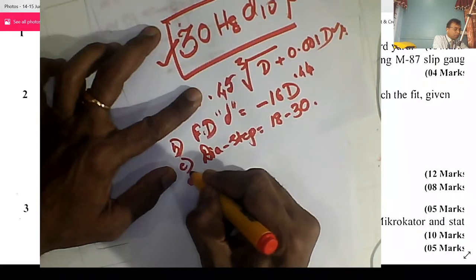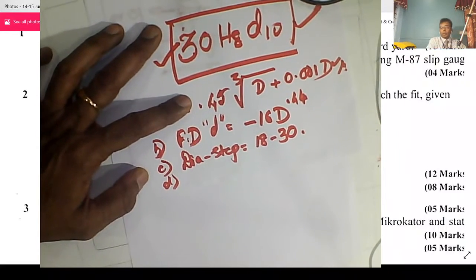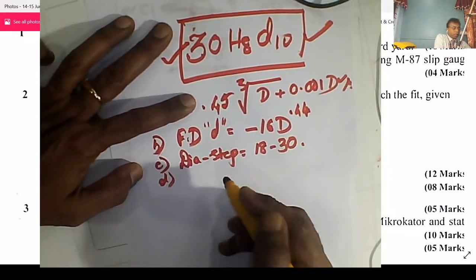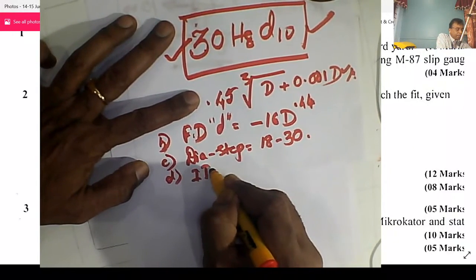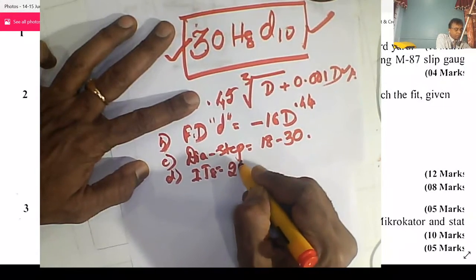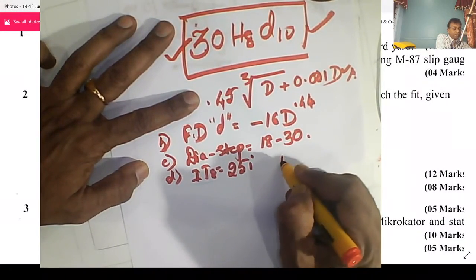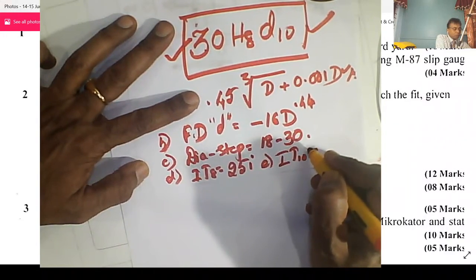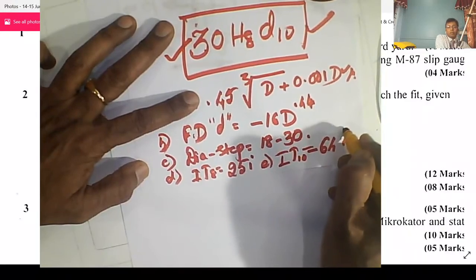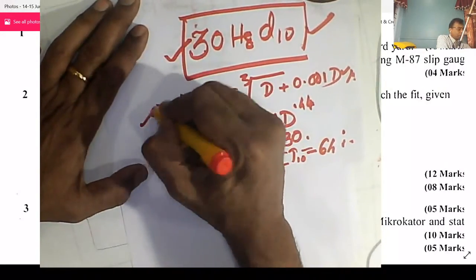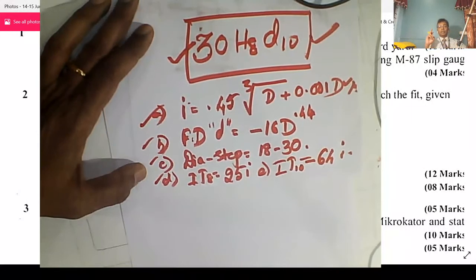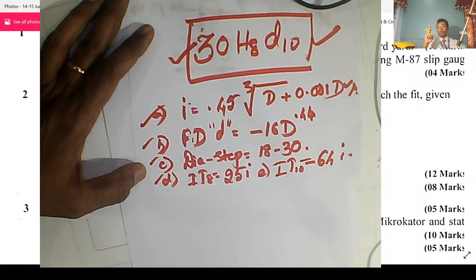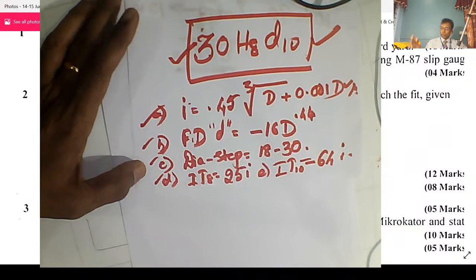Next, what is given here is IT8. He has given IT8 as 25I. Next, IT10. IT10 he has given as 64I. All these things are given to you. Question says, determine the dimension of the shaft and the hole for a fit of 30H8D10 and sketch the fit. Okay, we'll solve this.